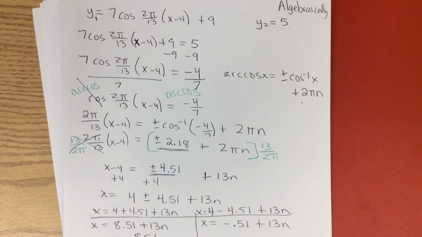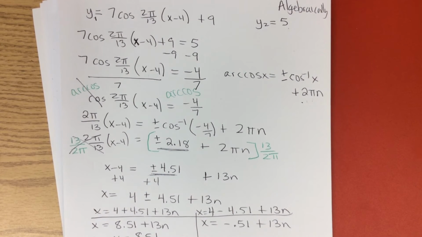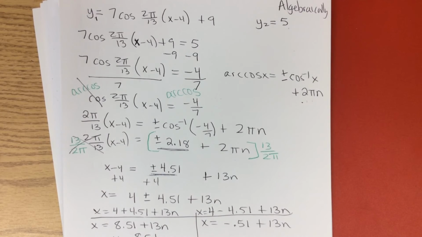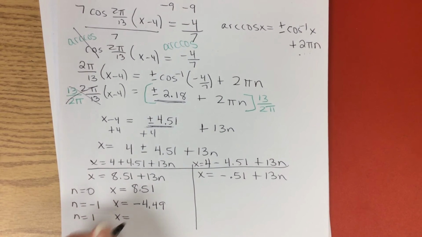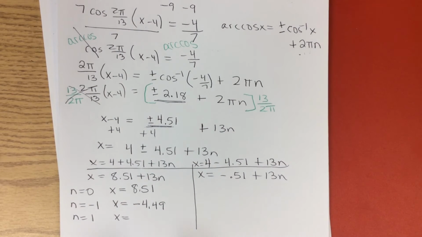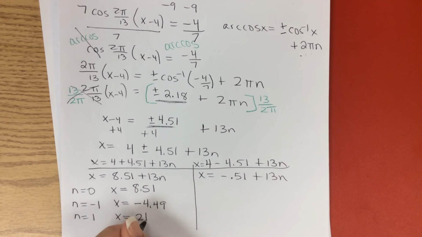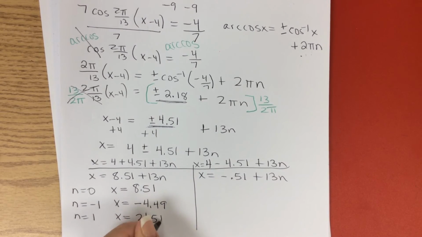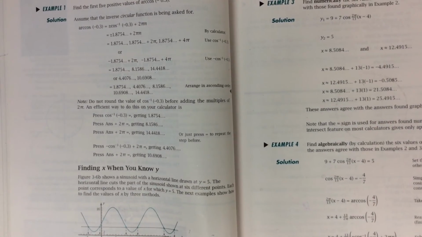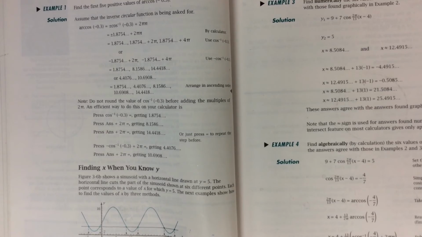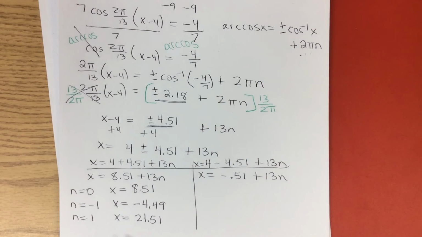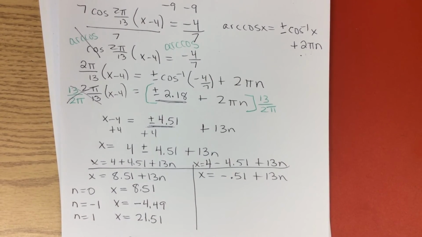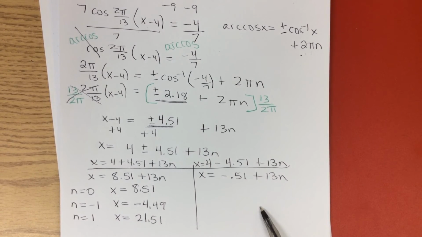Now, go back to the 8.51 and make n 1. So now add a 13. And what do you get? 21.51. When we estimated our solutions, one of them was 21.5. Okay? Do we need to find any more on this side? No. Now it's time to go over here and do this side.